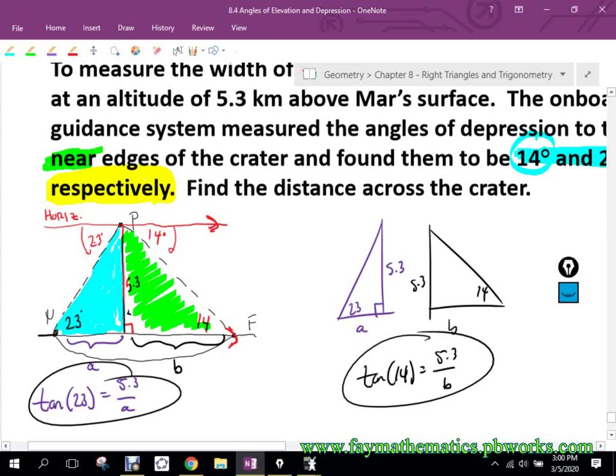Say, okay, so you're gonna find these. So you're gonna take 5.3 divided by tangent 23, right? You're gonna take 5.3 divided by tangent 14, and that's gonna give you A's length. That's gonna give you B's length. But then what would you do with those two lengths to find the distance across the crater? Add them together, right? Does that make sense to everybody? So we're gonna add those together.